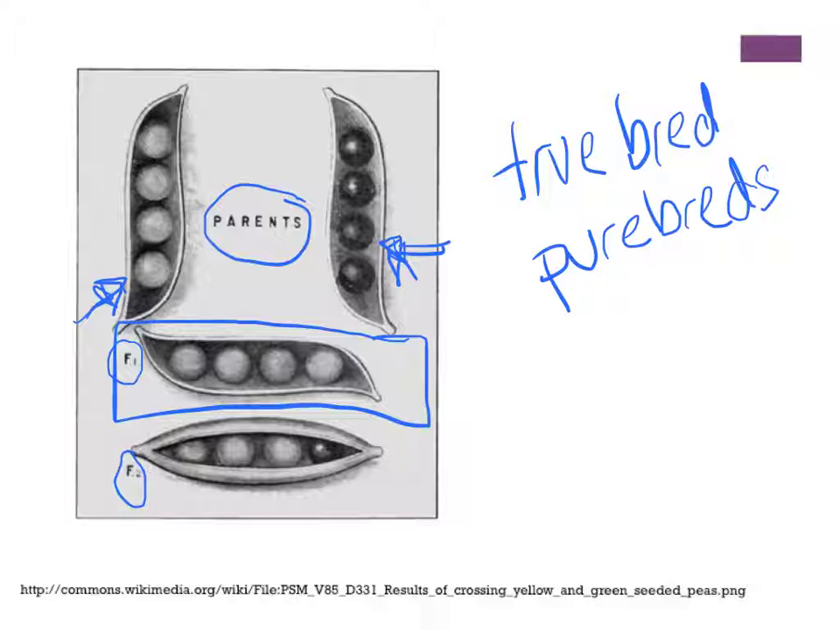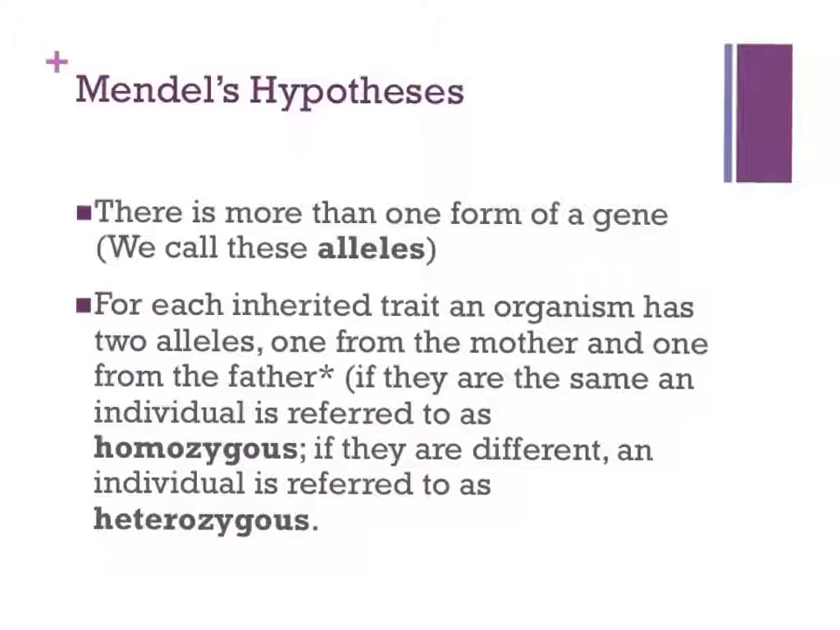Then he took those and bred them again and found out that about 3 out of every 4 had yellow peas. And so this pattern was kind of curious, and it led him to some hypotheses as to how this works, and we'll need some terms to help identify and describe these different plants. So what he determined first of all is that there's more than one form of a gene, and they call these alleles. And in the case you just saw, the yellow peas were one allele, and the green peas would be the other allele that you can have.